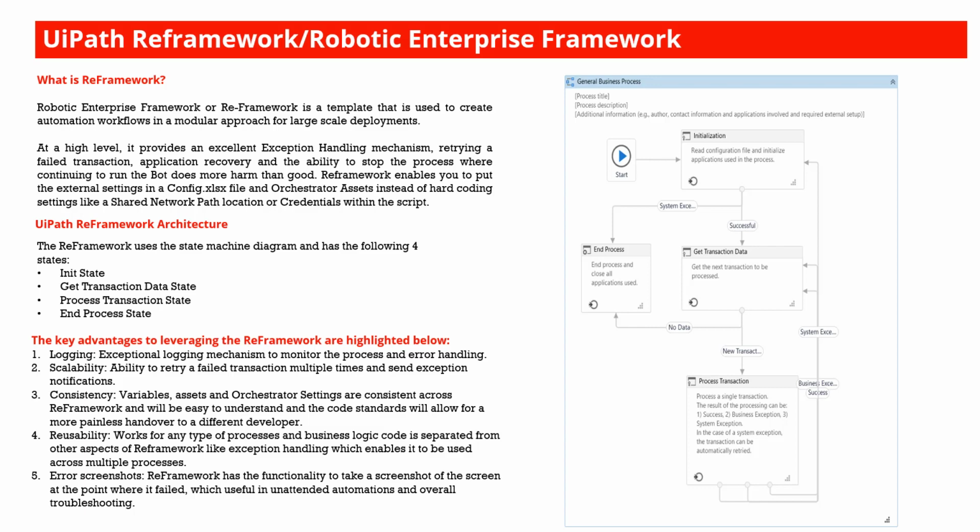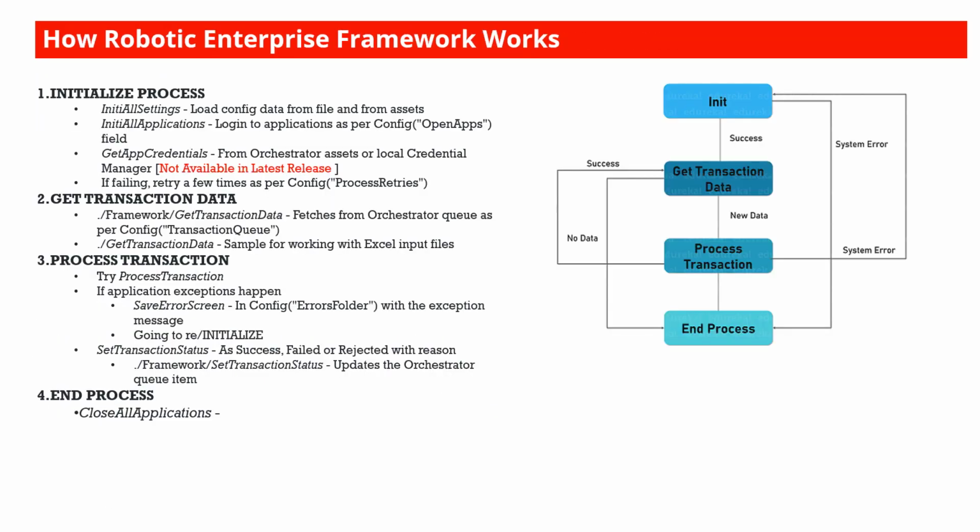Okay. So let's move to the next step. I mean, let's look at what is being done in which state. So the diagram that you see here is a logical representation of the state machine that I have shown you in the previous slide, right? So we have init state. If we have success, we'll go to get transaction data. In get transaction data, we have new data or no data. So if we have new data, we'll go to process transaction and complete it. If there is no data, we'll go to the end state. So that's how it has been defined.